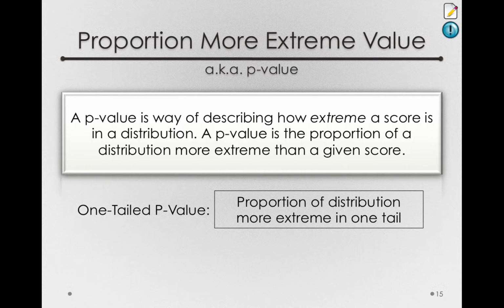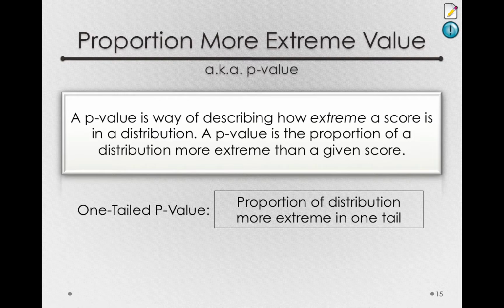In our context, a one-tailed p-value would answer the question, what proportion of sample means have a value of 106 or more extreme, that is more positive, if chance alone was causing the difference, that is, in the sampling distribution of the mean we obtained.